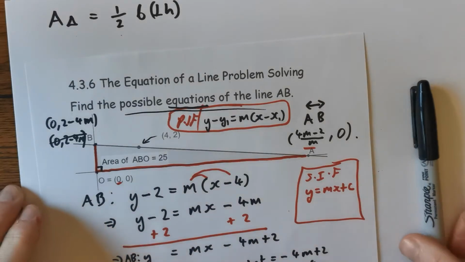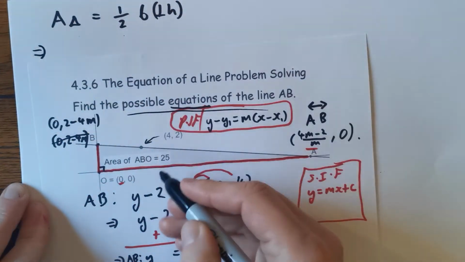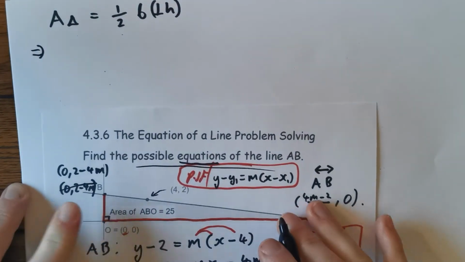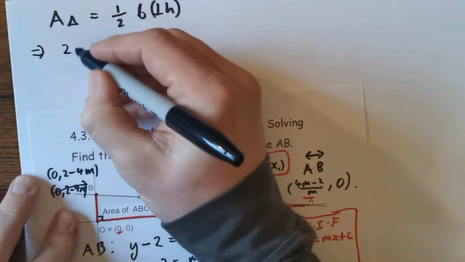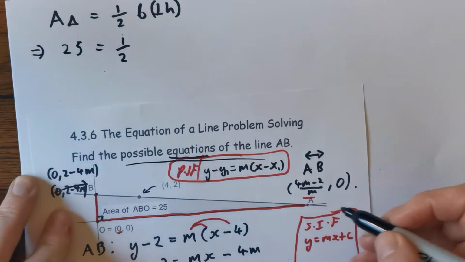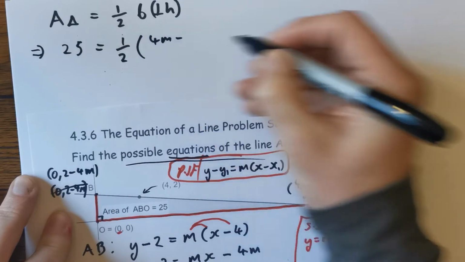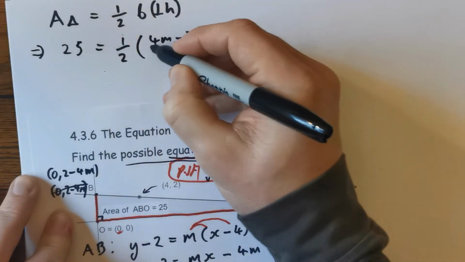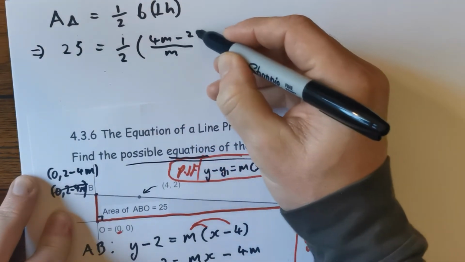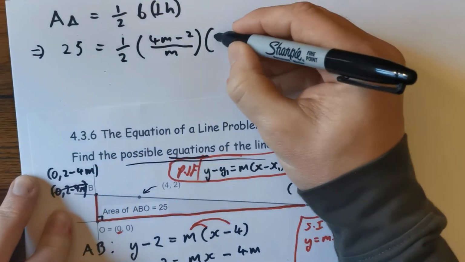We can now substitute everything in. We're given that the area of the triangle is 25 units squared. So substituting in 25, that's equal to 1/2 of the base. The base is 4m subtract 2 over m, times the perpendicular height, which is 2 subtract 4m.